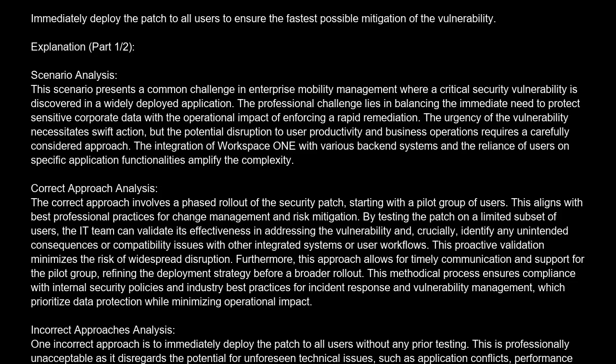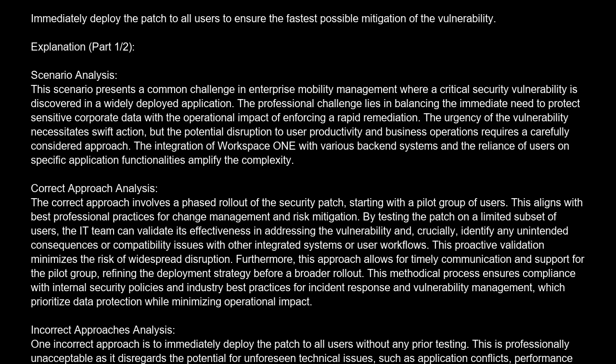The correct answer is C. Immediately deploy the patch to all users to ensure the fastest possible mitigation of the vulnerability. Explanation. Scenario analysis. This scenario presents a common challenge in enterprise mobility management, where a critical security vulnerability is discovered in a widely deployed application.